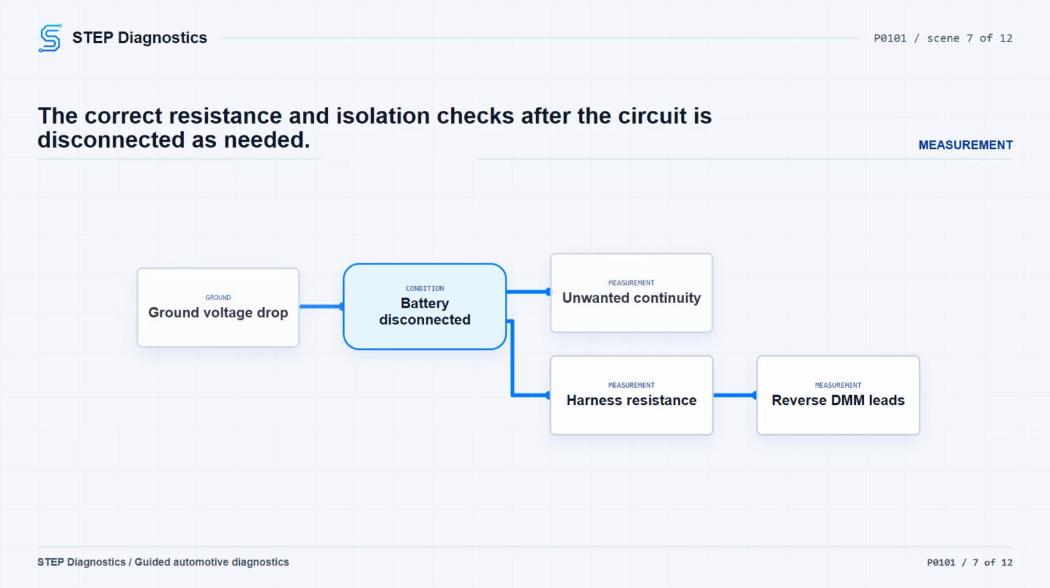Reverse the DMM leads and see if the reading changes. If it does, and there is no semiconductor in the circuit, treat the result as invalid. To check unwanted continuity to ground or to another unpowered circuit, disconnect both ends and expect resistance greater than 10,000 ohms. To check unwanted continuity to a powered circuit, disconnect both ends, turn ignition or run power on, and look for no voltage on the suspect circuit.